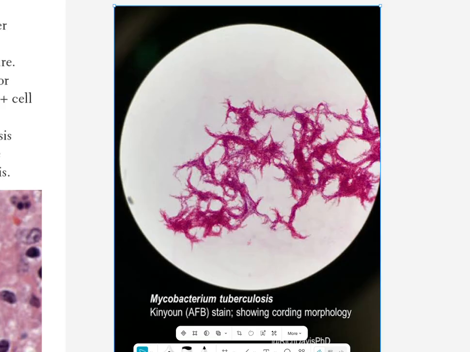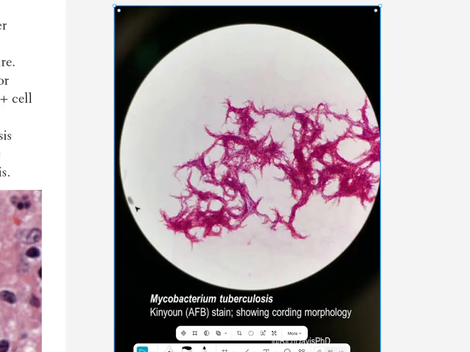And what's the function of all this cording morphology, or the serpentine cords? It basically prevents neutrophil migration, activates macrophages, and stimulates the TNF alpha release, which produces granulomas. This is why TB patients develop fever, night sweats, and weight loss, because TNF alpha is the main culprit.